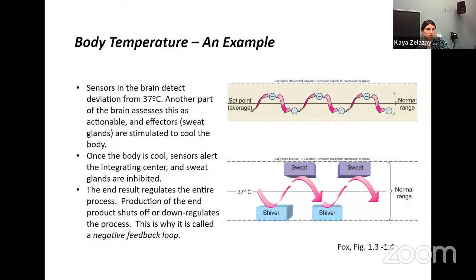And then once we cool down, those sensors are still sensing the temperature of our body. So they're going to send that signal continuously to the integrating center. Eventually our integrating center is going to know, oh okay, we're back at our set point, and those sweat glands will get turned off. That's basically what inhibited means, right? Like if you have a lot of inhibitions, you don't do things. Same thing when we're talking about physiology, when we're talking about these loops. When we say something is inhibited, we mean we're basically turning it off so it doesn't do whatever it was doing. So this is the whole process of regulation.